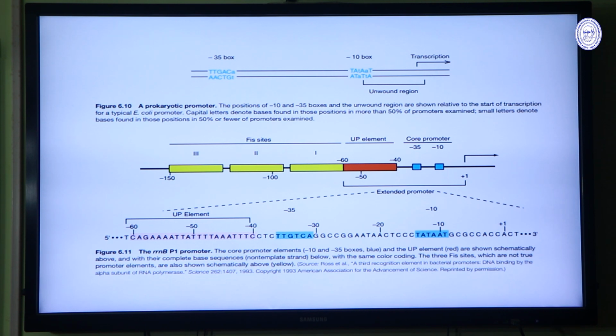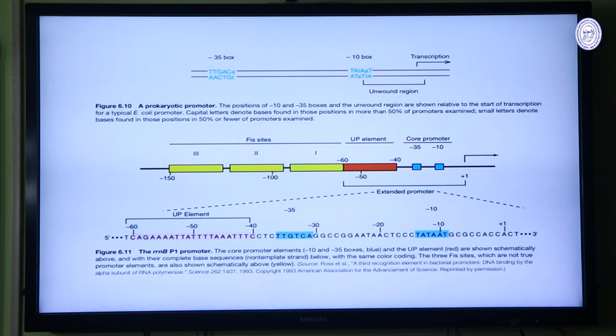And there is another sequence, we call it the -35 box, which is separated by 15 to 17 nucleotides from the -10 box. The sequence is TTGACA. So, this is the structure of the core promoter. Other than this -10 box and -35 box, for some specific promoters we find some other specific elements.